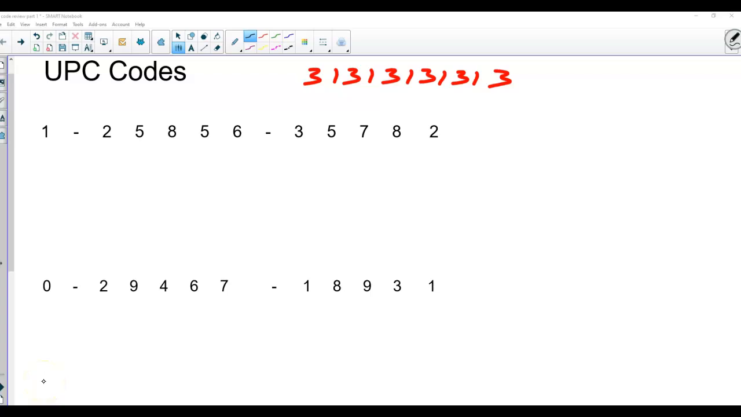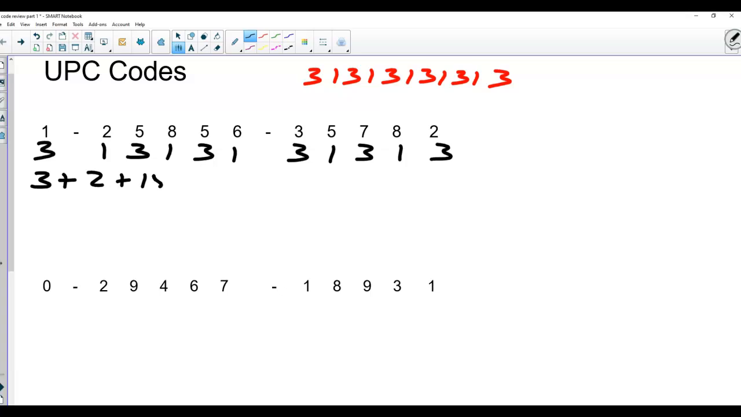So for UPC codes, 31313131313. Okay, my advice, I would not use a calculator to do the multiplication. You're multiplying by 3, you're multiplying by 1. You literally should be quicker than a calculator when it comes to something like 8 times 1 or 5 times 3. You're going to be given plenty of time to do the test.